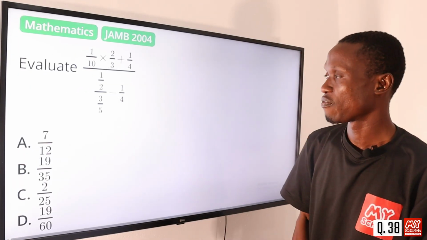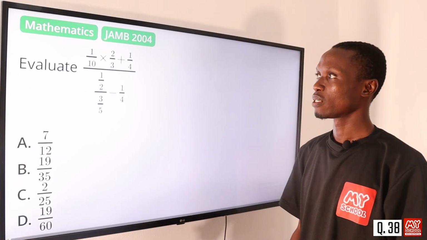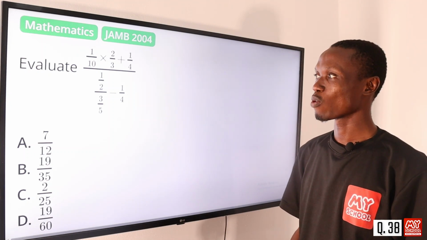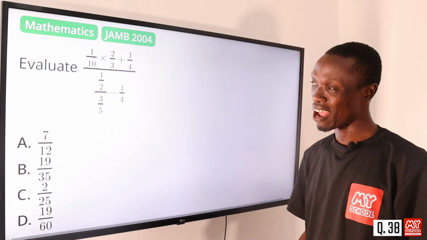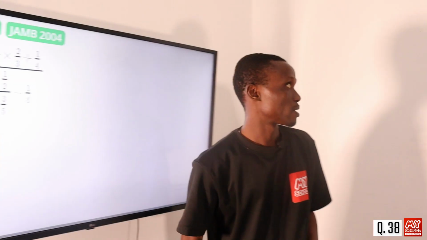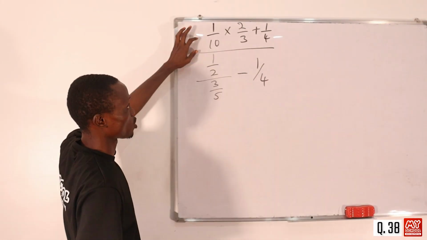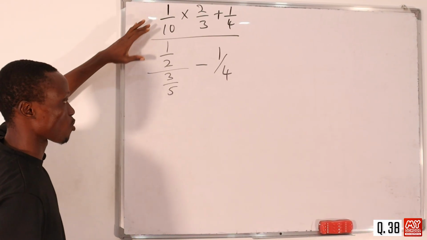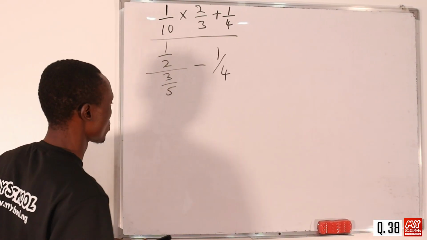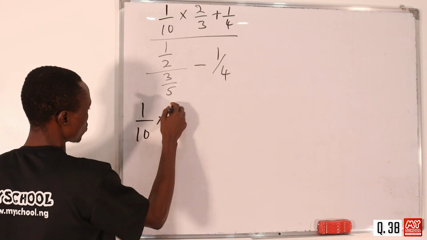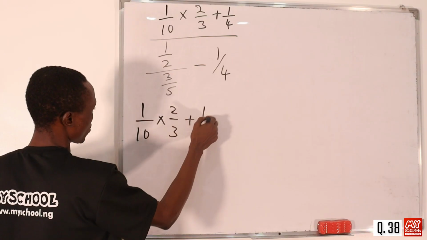Question 38. Evaluate 1 over 10 times 2 over 3 plus 1 over 4, over 1 over 2 divided by 3 over 5, minus 1 over 4. So let's move over to the board to provide the answer to this question. To solve this question, we have to deal with the numerator first before we deal with the denominator. Okay, so let's write out the numerator, which is 1 over 10 times 2 over 3 plus 1 over 4.